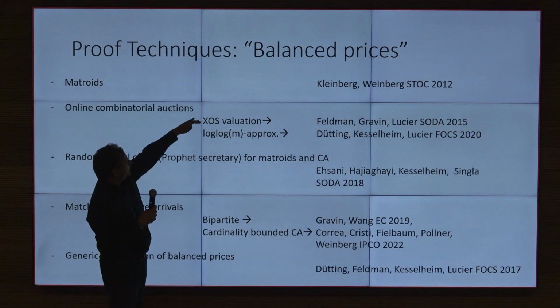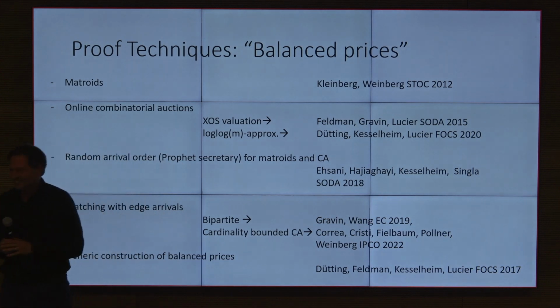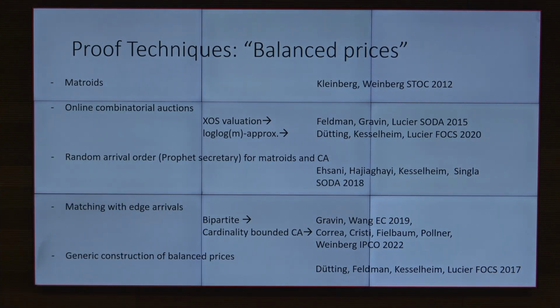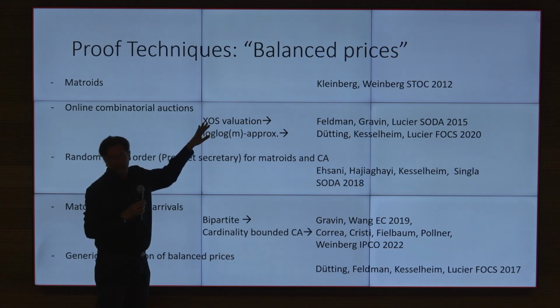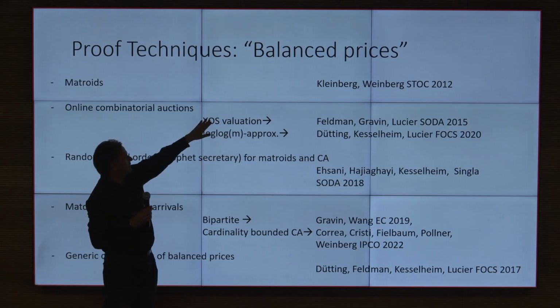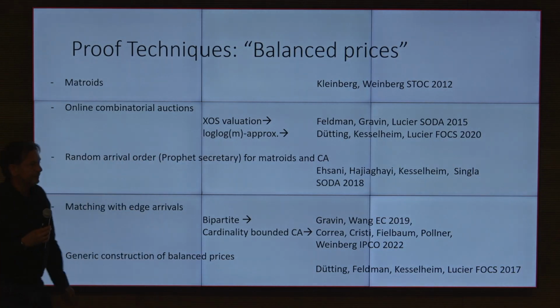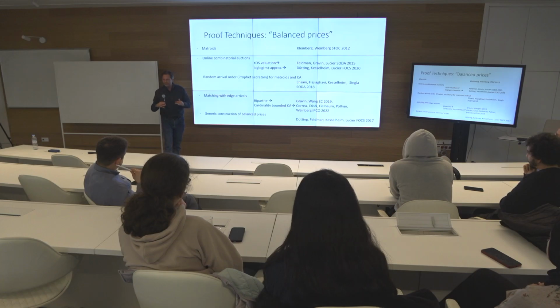XOS valuations is a fairly large family, which you might not know. This is more general than submodular, but less general than subadditive. It's in between. This is sometimes called fractionally subadditive. Fractionally subadditive is typically also called that. I mean, the Wikipedia page has the two names.